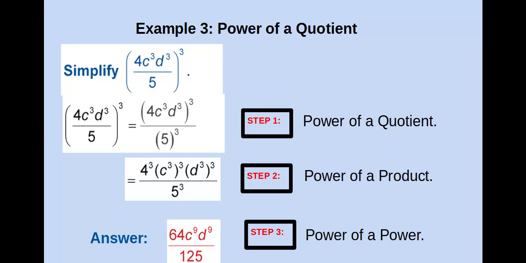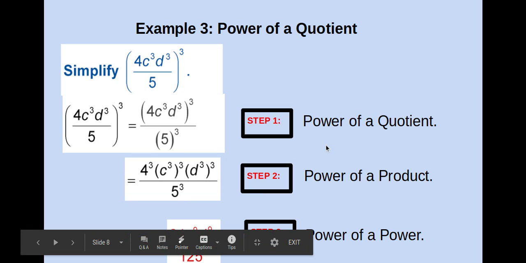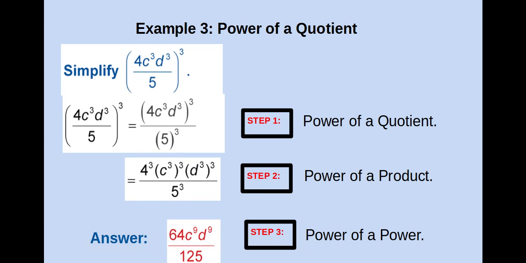Okay, so for our third example for power of a quotient properties, I wrote out some steps to make it simple to understand. So our equation here is (4c to the third, d to the third, divided by 5), and it's all raised to the third power. So our first step is power of a quotient, which we will get right here. We'll take that 3 that the entire expression is raised to, and we'll bring it down to the 5.